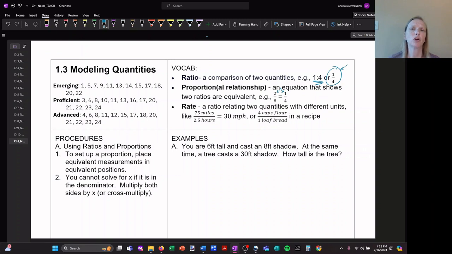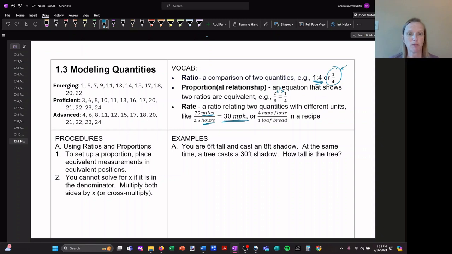We're also going to look at using a ratio specifically to relate two quantities that have different units. Rates are important in lots of things like speed, miles per hour. You can see that miles is in the numerator, hours is in the denominator, so that can give us a speed. Or it could be some sort of ratio that comes out of a recipe, like 4 cups of flour makes 1 loaf of bread. So a rate is just any ratio that specifically has two different units in the numerator and denominator.